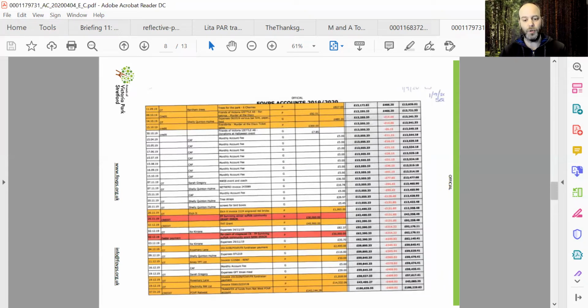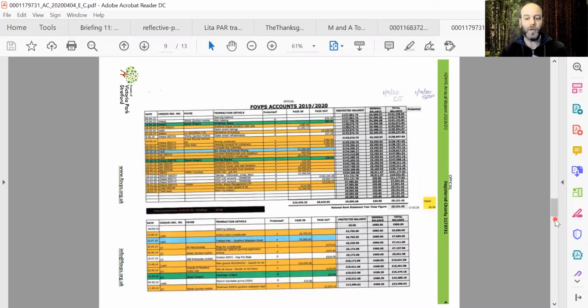Interestingly, it also starts to show that there are times when things maybe have gotten a bit tight. Times where the balance has gone into the red. The charity is technically overdrawn, but it's known there's money coming in later on, so that's okay. It's just worth bearing that in mind.